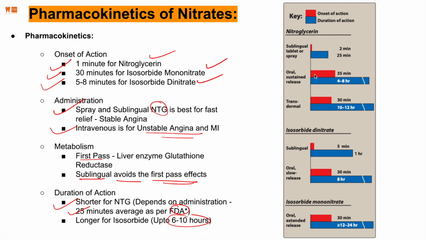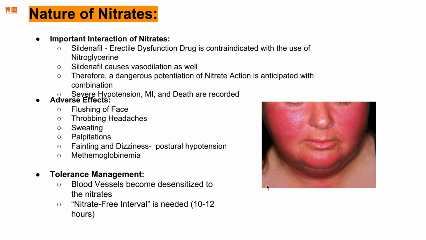Here's a diagram that shows the same result. As we notice, the onset of action is red and duration is blue. Sublingual's onset of action is quickest and duration is 25 minutes. This is for nitroglycerin. And then, of course, the oral and transdermal administration have longer onset of actions and durations as well. Perfect, and the same goes for isosorbide dinitrate and mononitrate.